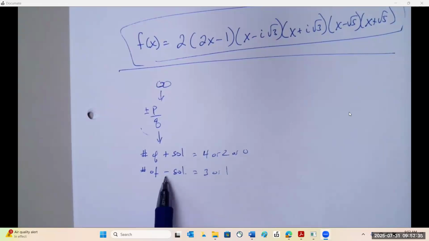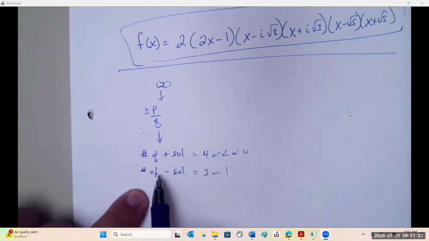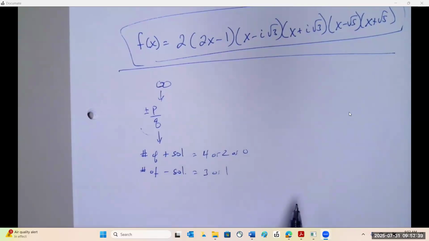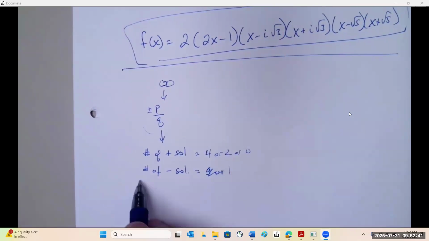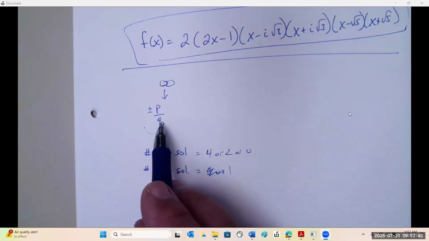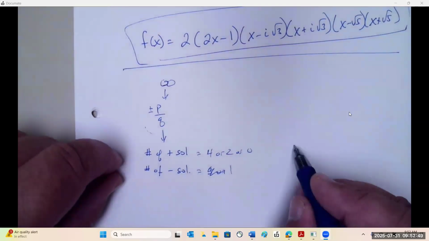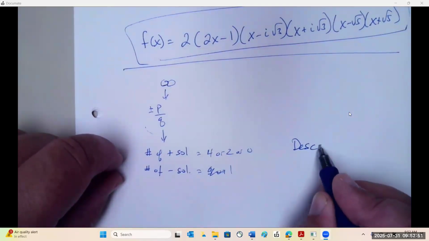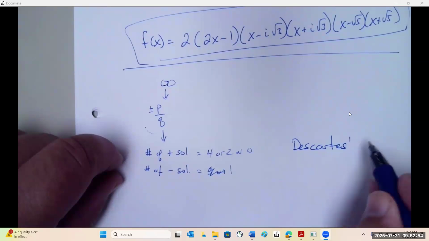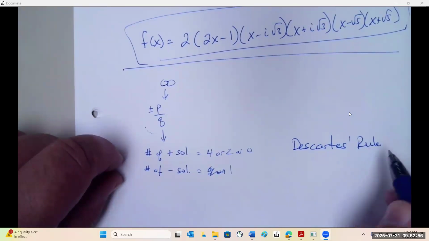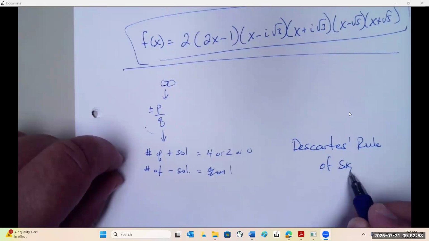Once you find 3 of these negative solutions, you're done. Or if I only had 1 negative solution and I found it, I don't have to do any more negatives from here. That's the importance of this next one. It's called Descartes' rule of signs.